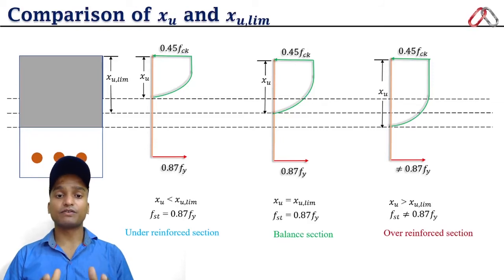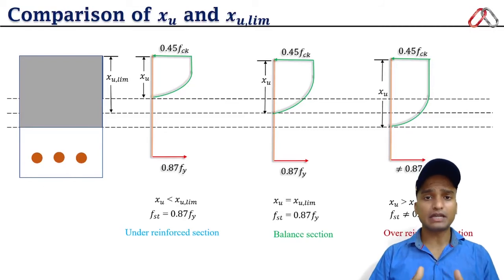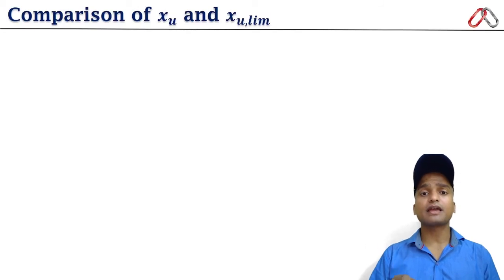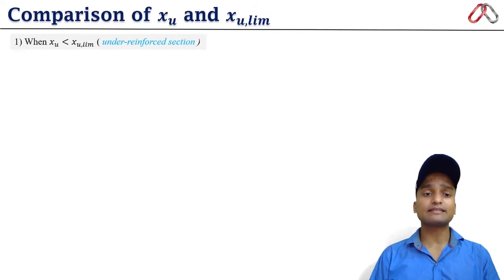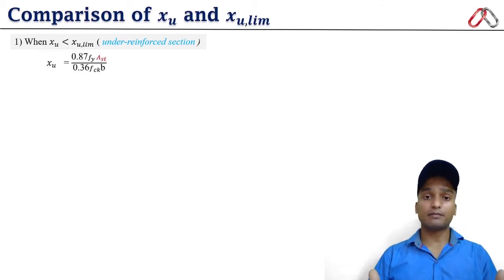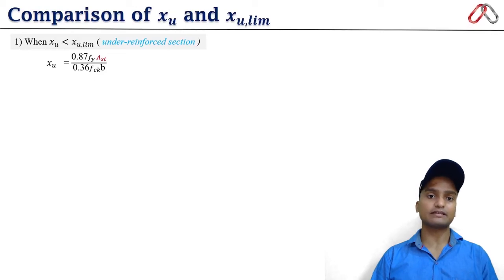So these are the three very important and different cross sections of the beam: under reinforced section, balanced section and over reinforced section, depending on the value of Xu in comparison with the limiting value of Xu. So as I told you, in any calculation, first of all calculate the value of Xu limiting and then calculate the Xu and compare. If the value of Xu comes less than the Xu limiting, so our section is what? Under reinforced section.